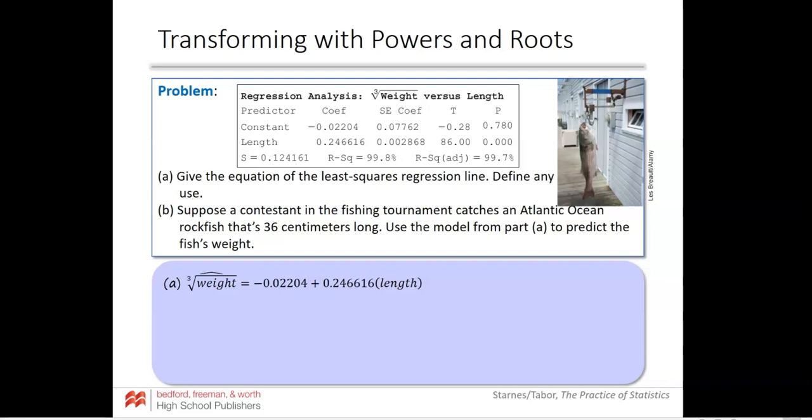Now if we plug in 36 for the length, we've got to do an extra adjustment. You get 8.856, but that's the cube root of weight, right? So you have to take that number and cube it to find the actual predicted weight. So there's an extra step. Whenever you adjust a y value, there's always going to be an extra step there.